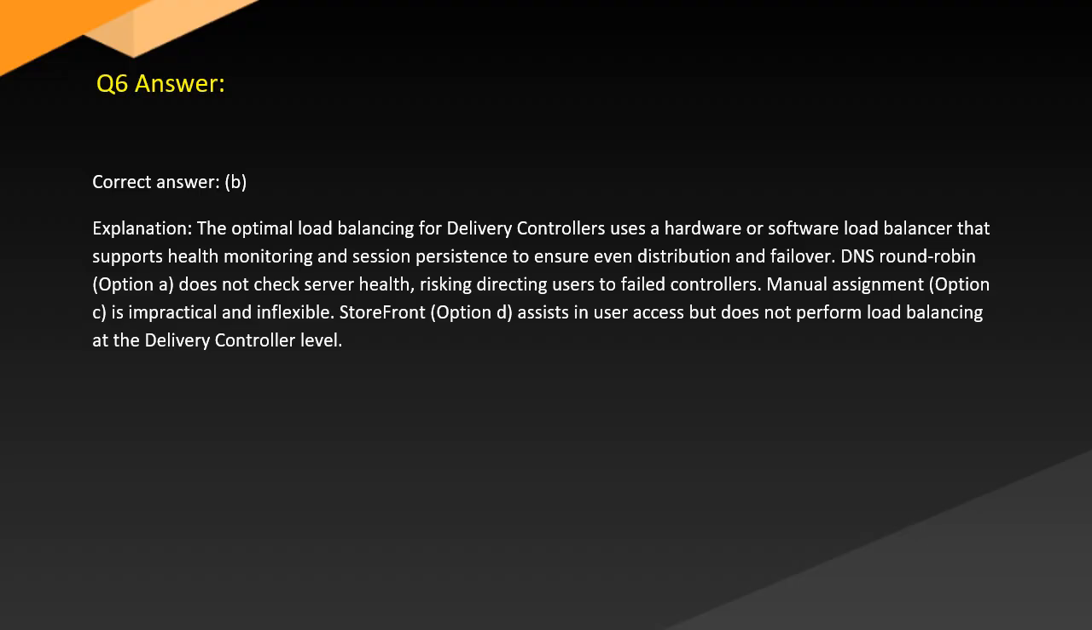Answer. Correct answer, B. Explanation. The optimal load balancing for delivery controllers uses a hardware or software load balancer that supports health monitoring and session persistence to ensure even distribution and failover. DNS round robin, option A, does not check server health, risking directing users to failed controllers. Manual assignment, option C, is impractical and inflexible. Storefront, option D, assists in user access but does not perform load balancing at the delivery controller level.